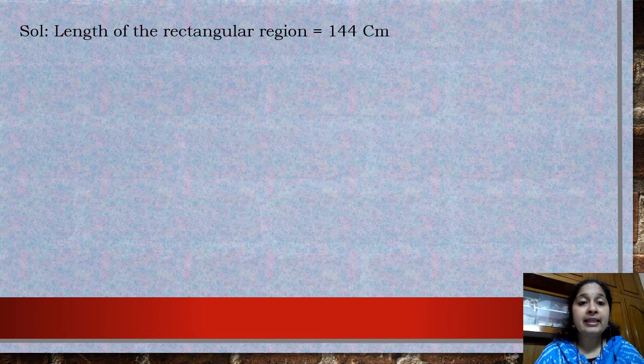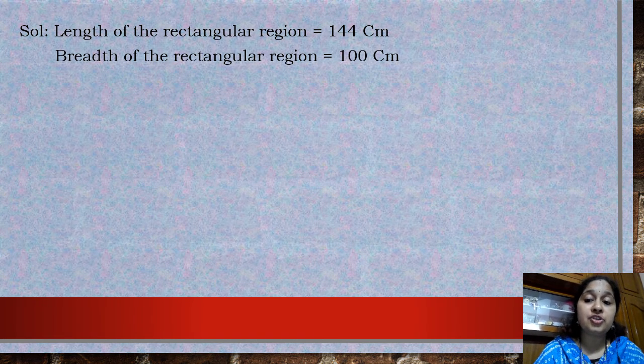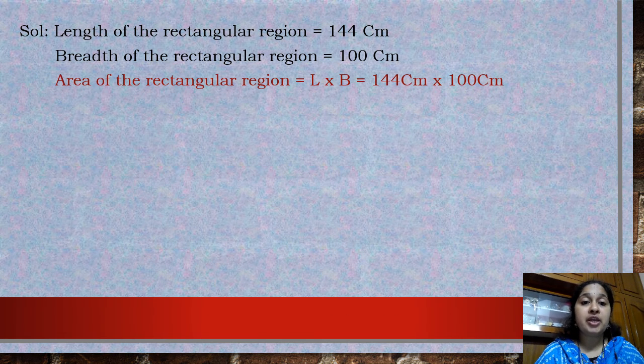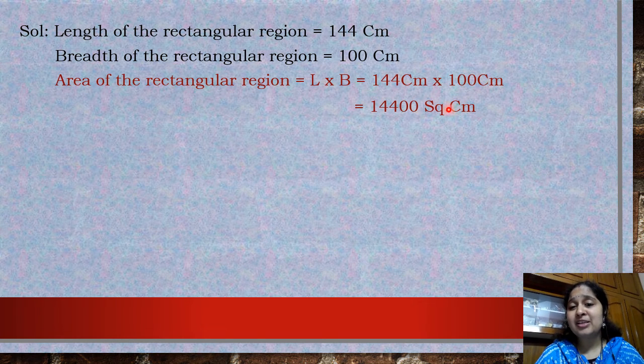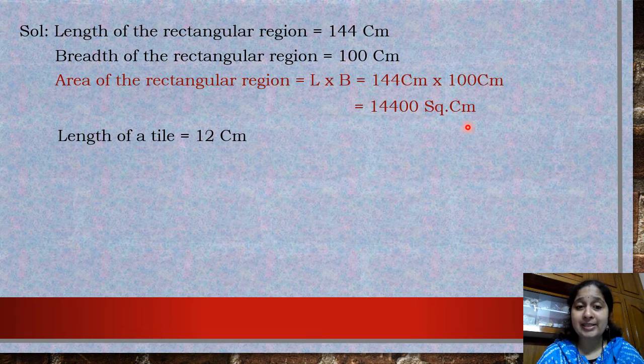Now, solution. Length of the rectangular region is 144 centimeters. Breadth of the rectangular region is 100 centimeters. So area of the rectangular region is length into breadth, which is equal to 144 centimeters into 100 centimeters. So any number multiplied by 100, we can get the answer very easily. What should we do, children? We have to write 144 and write two zeros at the end, right? So our answer is 14,400 square centimeters, right?